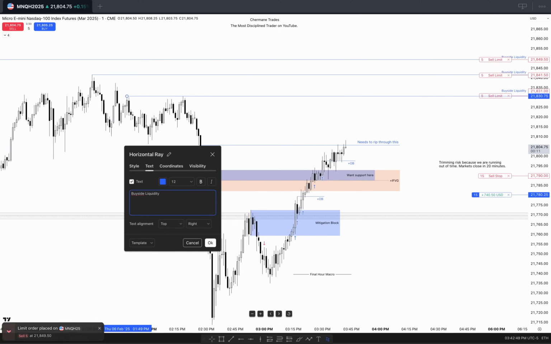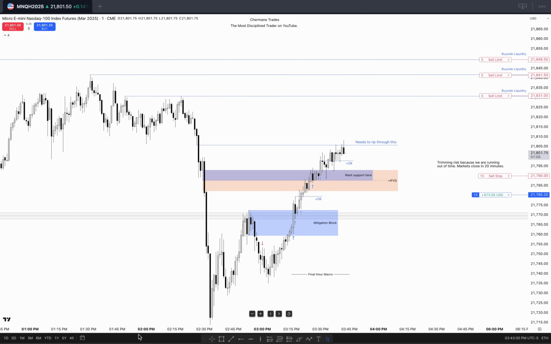So note the speed that we get through this level in just a little bit. And you can see I typed out trimming my risk because we're running out of time. Market closes in 20 minutes and I want to be fully scaled out by then.